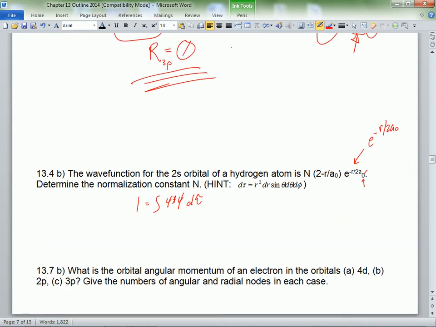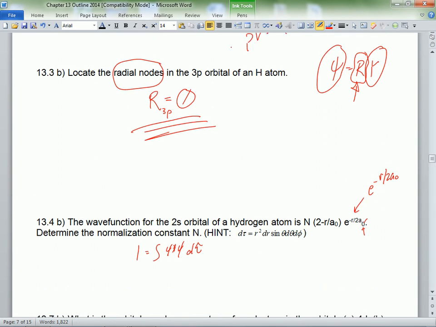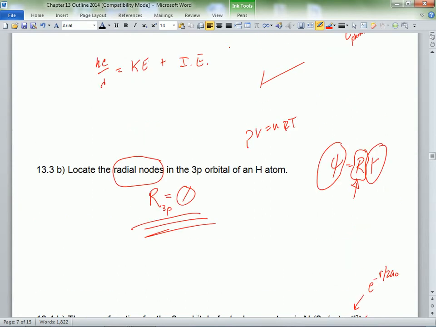For 13.4b, it's two atoms, right? Or two electrons. So we're not dealing with just one. So does that mean we write that like 4 times? How can I think of this?